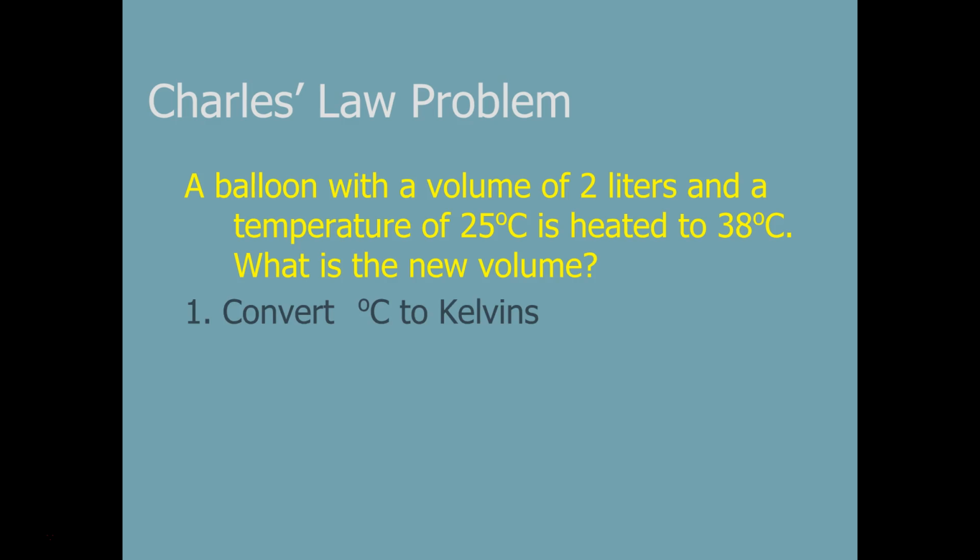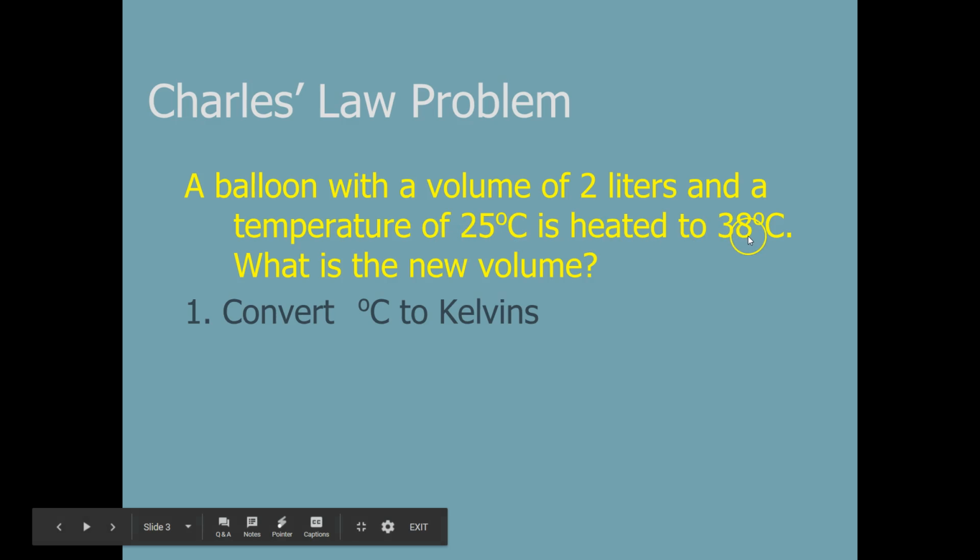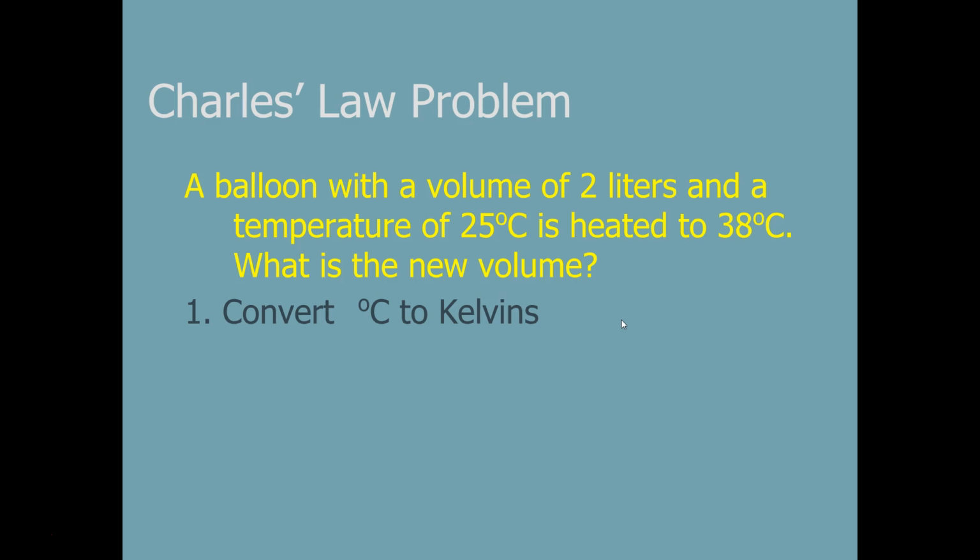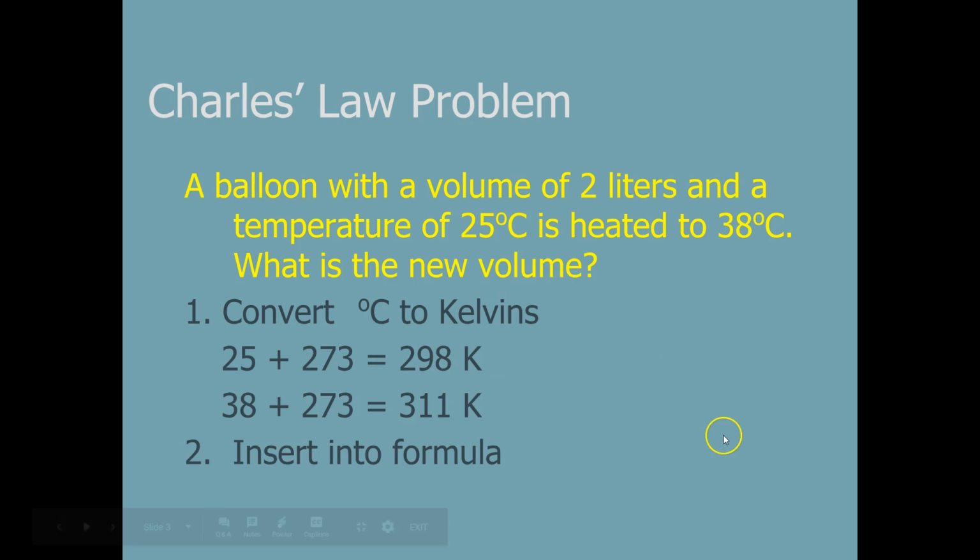The first thing is take our temperature in degrees Celsius and convert it to kelvins. So 25 degrees Celsius is equal to 25 plus 273 Kelvin. When you do this conversion, what we know is that the freezing point of water is 273 Kelvin. So for 25 degrees Celsius, we simply add those two numbers to get our Kelvin temperature, which is 298. We do the same for our final temperature, which is 38 degrees Celsius. Now we have to take these values and plug them into our formula.